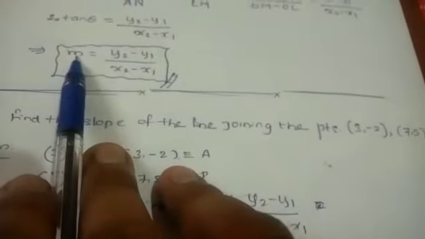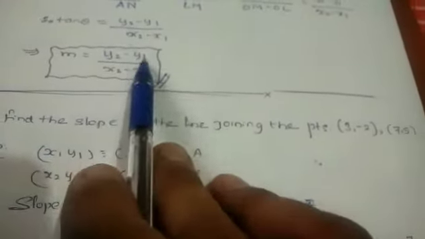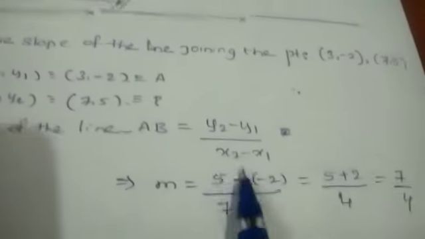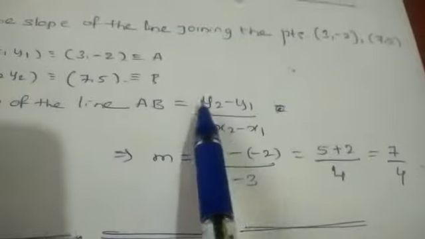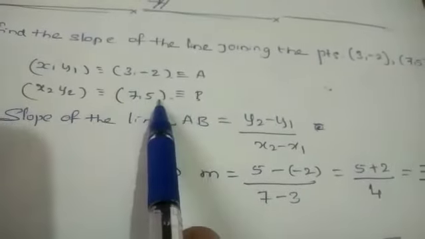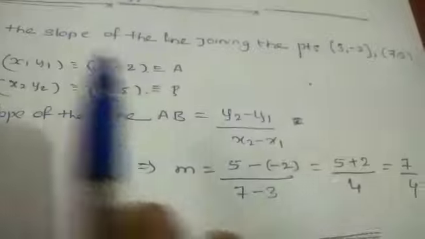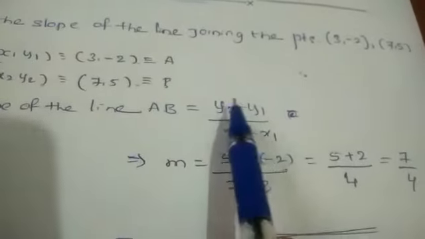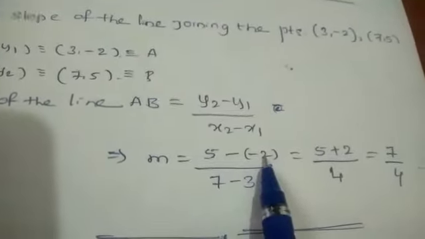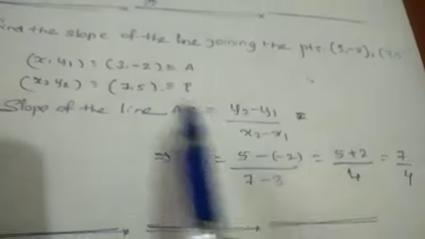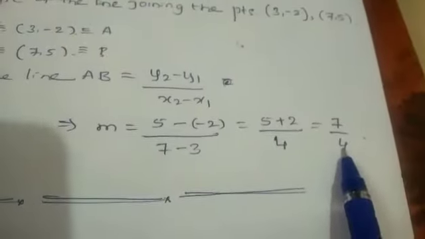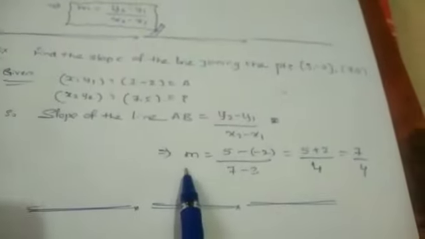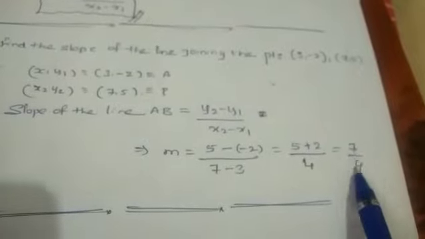Formula: we already found that the slope of the line joining the two given points is y2 minus y1 divided by x2 minus x1. Here x1 y1 and x2 y2 are given. According to that, y2 is 5 minus y1, which is minus 2. Already a minus sign is there, so minus of minus 2, divided by x2 minus x1, that is 7 minus 3. So we get 7 divided by 4. Therefore the slope of the line joining the two given points is 7 divided by 4.